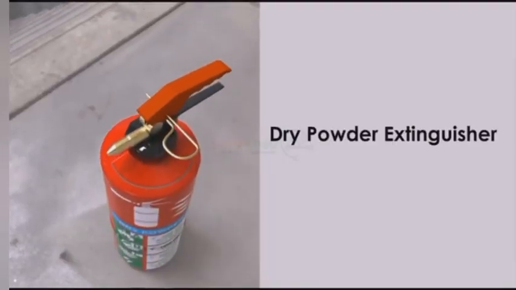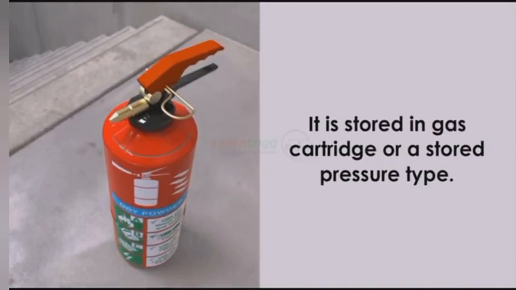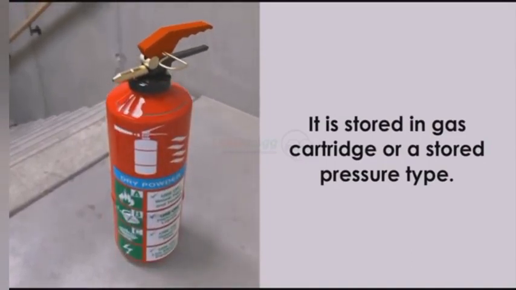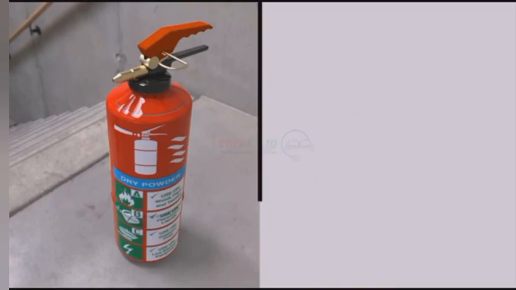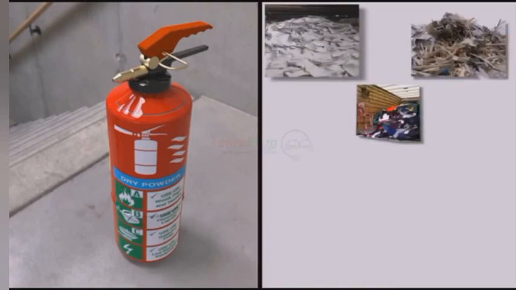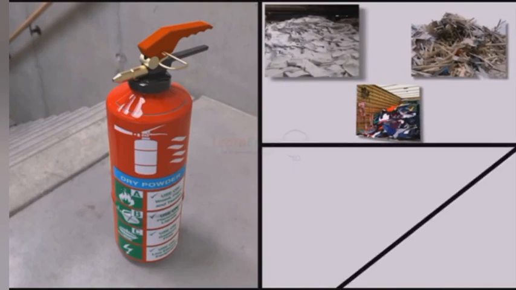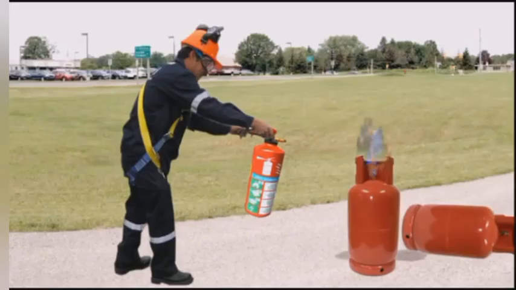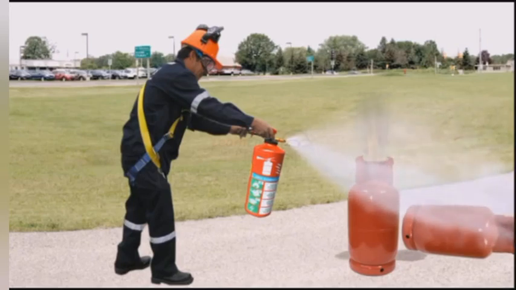Dry powder extinguisher. It is stored in a gas cartridge or a stored pressure type. It is mostly suitable to blow out fire from all classes of fires, which are papers, woods, clothes, liquefied petroleum gases and flammable or chemical liquids. This type of extinguisher is used for fire on such things as liquefied petroleum gases.